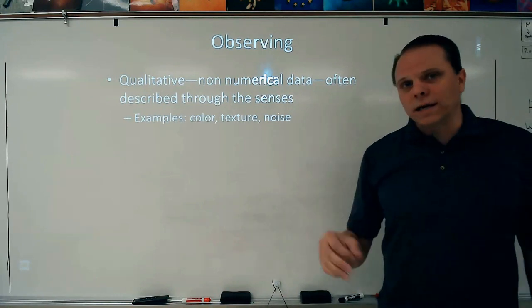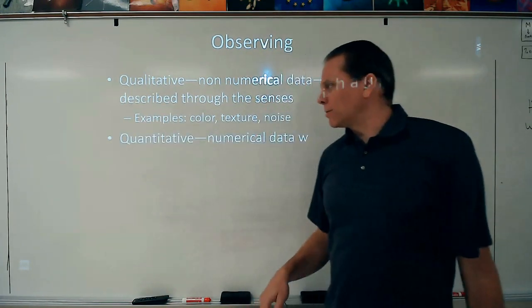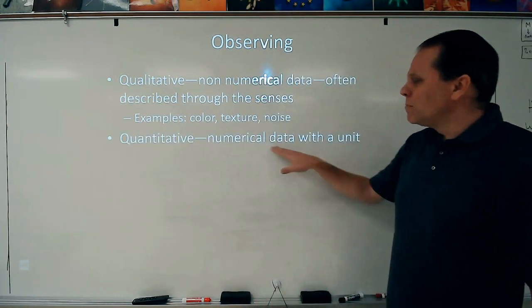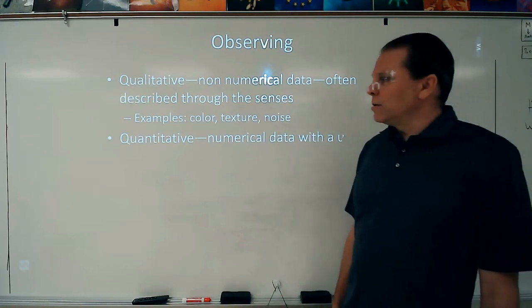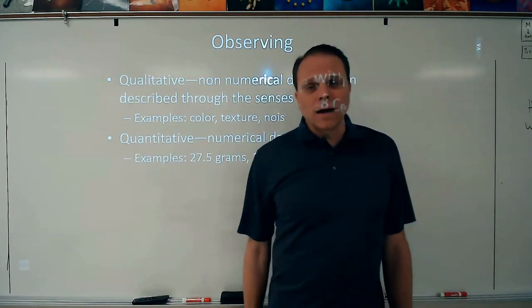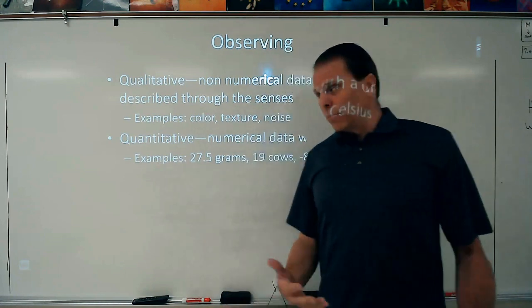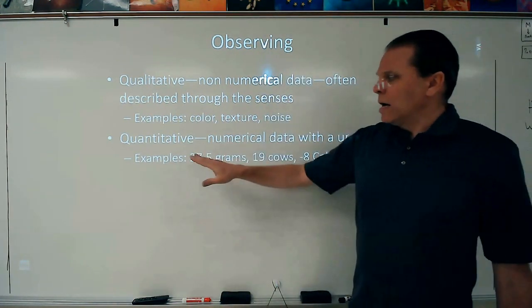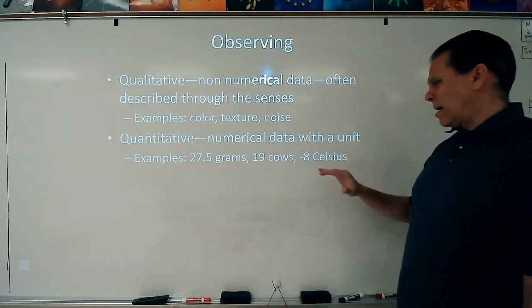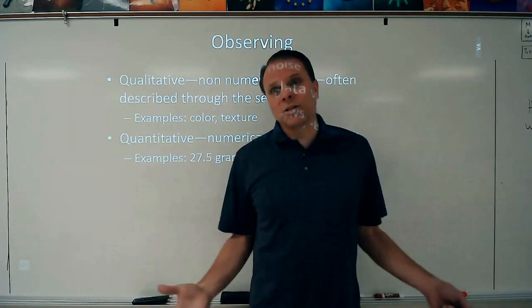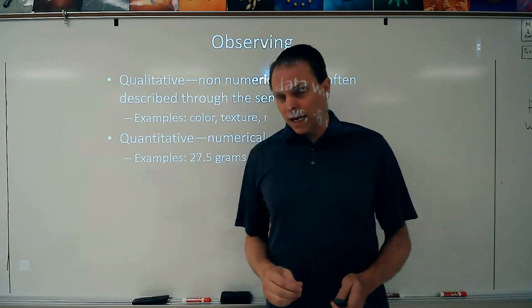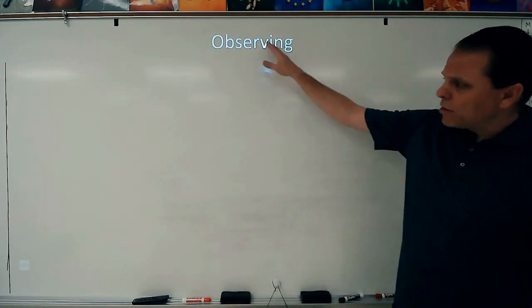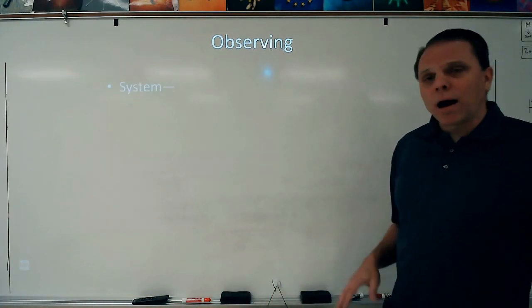Now the quantity, if you're thinking of quantity, you're thinking of money, right? Or some sort of number. And so numerical data, and it should include a unit, right? So 5 is not a quantity, okay? 5 is a number. Quantitative data has the number and it also has the unit. So 27.5 grams, 19 cows, -8 Celsius. These are examples of quantitative data. So think of quantity.